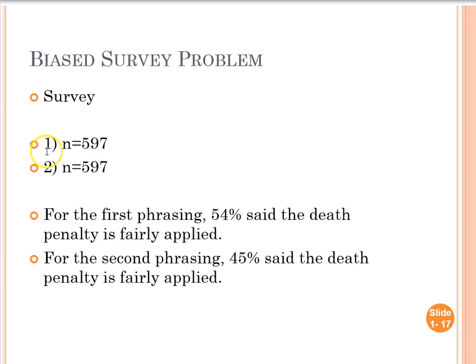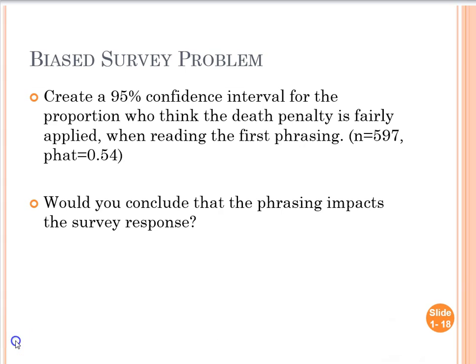So we surveyed 597 people with the first response, and then we randomly selected another 597 people and surveyed them with the second response. Based on that, our survey says that in the first phrasing, 54% said the death penalty was fairly applied. But with the second phrasing, only 45% said the death penalty was fairly applied. So what we're interested in is determining whether or not the phrasing impacts the survey response, and we can do this by creating a 95% confidence interval.